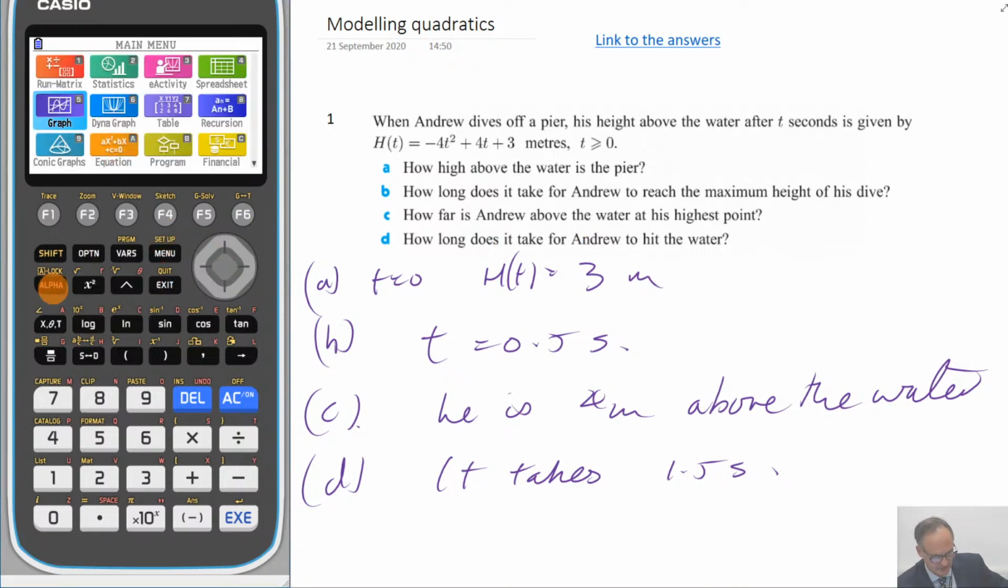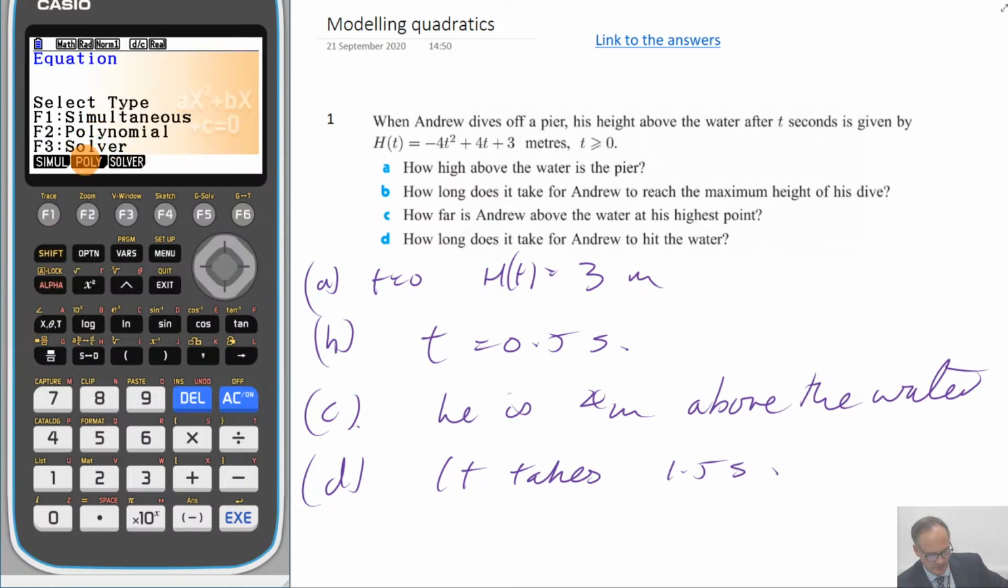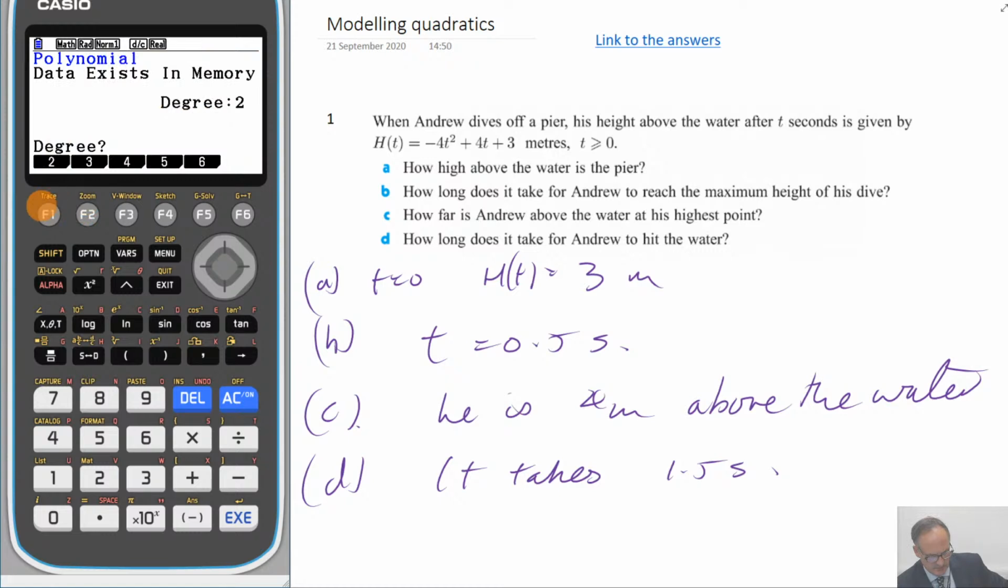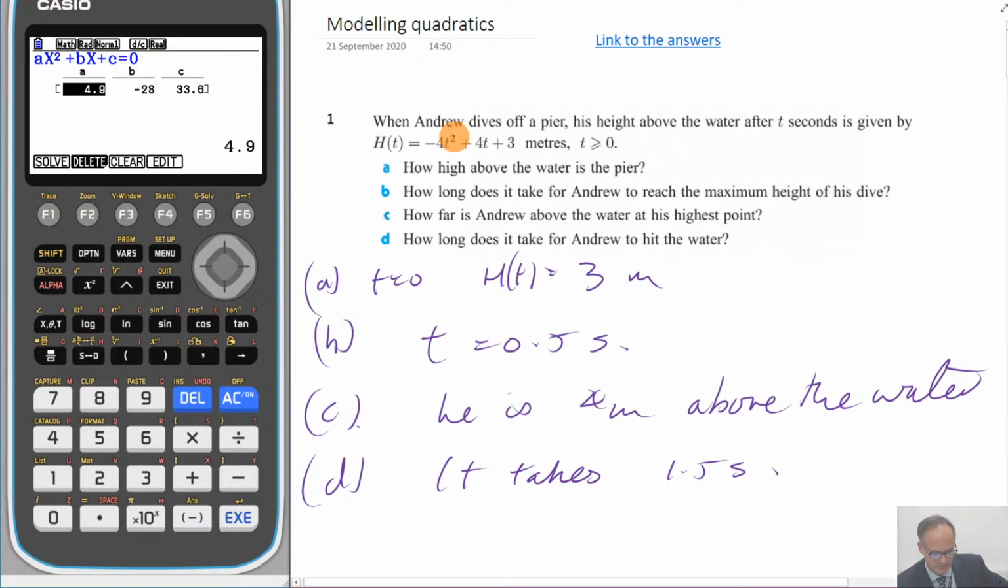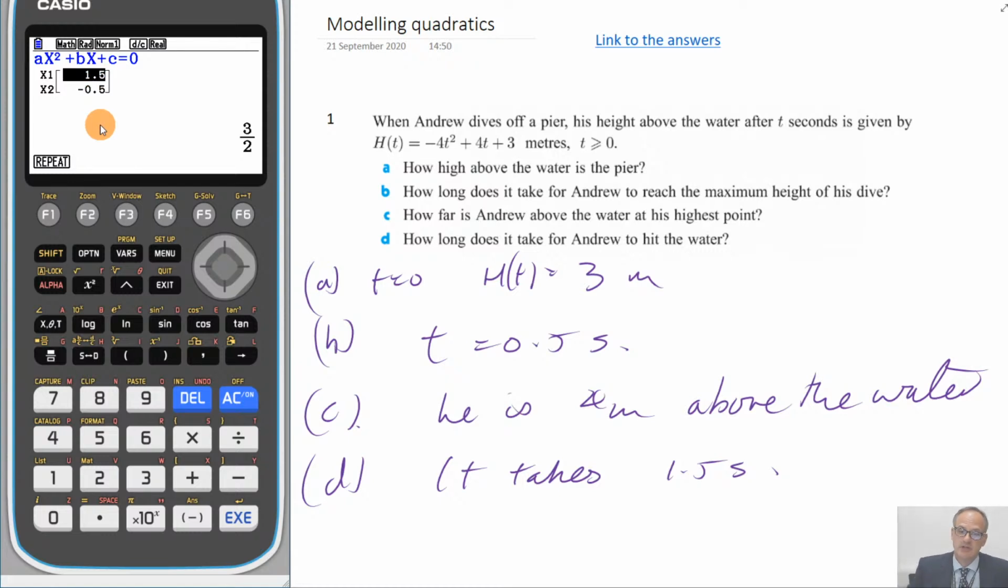Okay, another way to do this actually, while we're here, let's just go back to the menu, is to use the equation solver. So we can go alpha A and get into the polynomial solver, and we're doing degree 2. We do degree 2 because the squared is our biggest power, and we can type in minus 4 for our first coefficient. We can type in 4 for our second coefficient, and we can type in 3 for our next coefficient and press solve. And you can see you've got 3 over 2 and minus 0.5 again. So that's another way that you can do this.